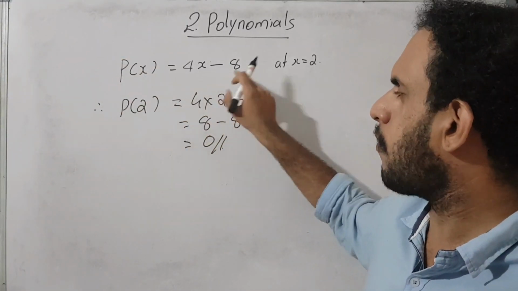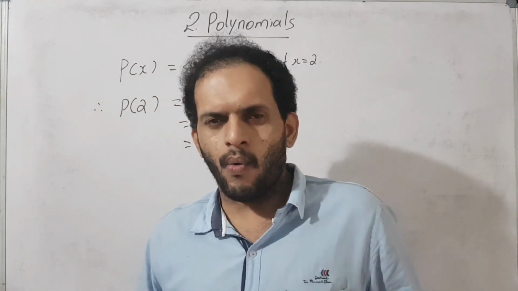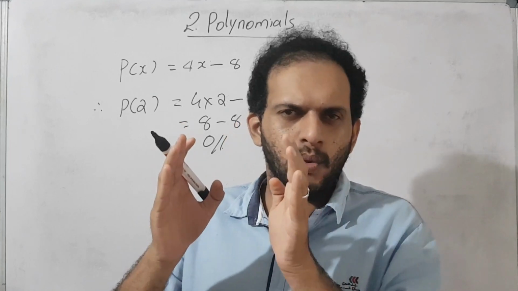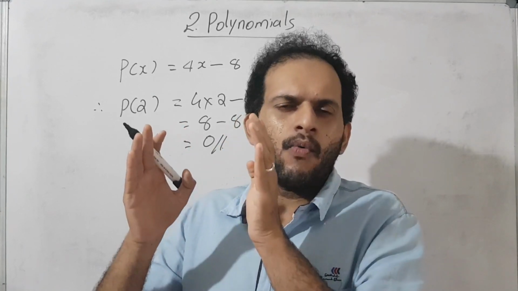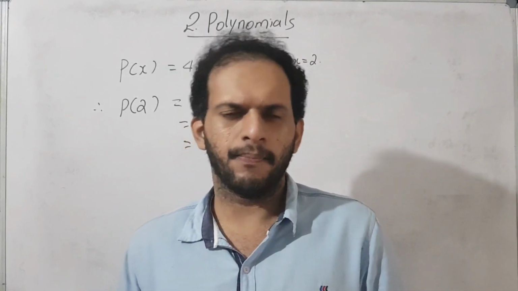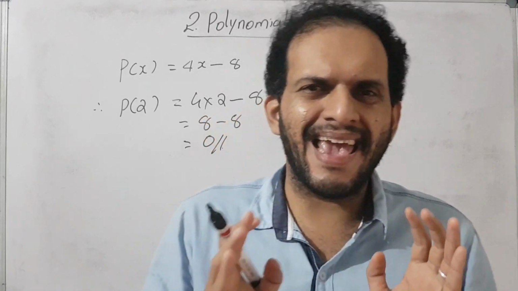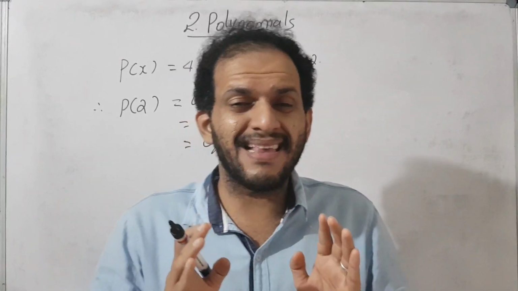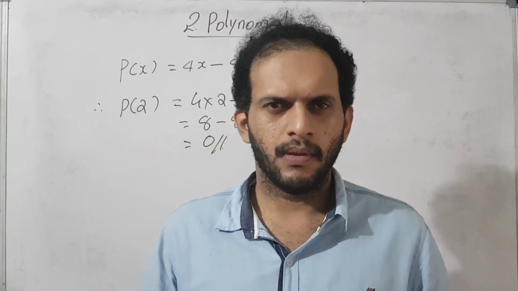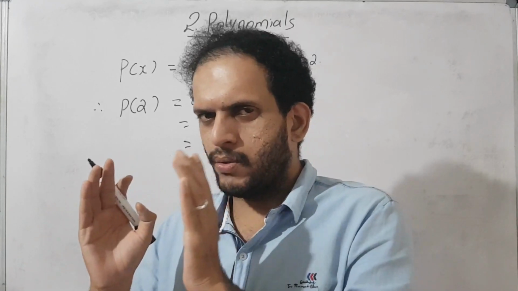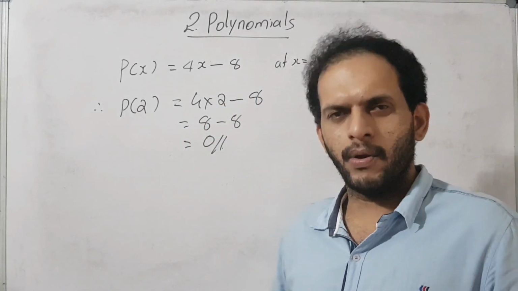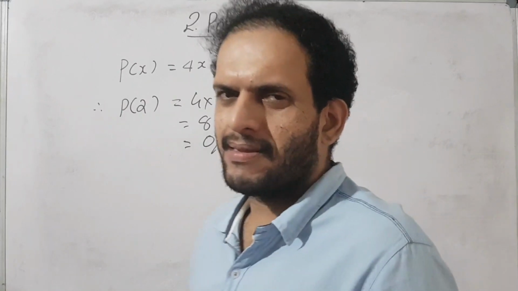P of x is equal to 4x minus 8. Then what is the zero of the polynomial? The zero of the polynomial means the value we choose for x for getting the value of the polynomial as 0. That one is called zero of the polynomial. For example, if k is any real number, if p of k is equal to 0, then k is called zero of the polynomial.